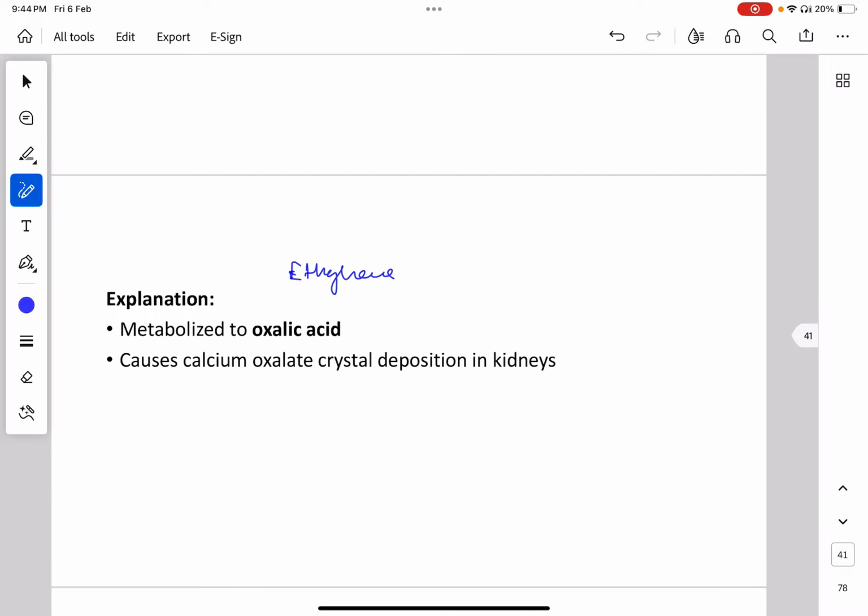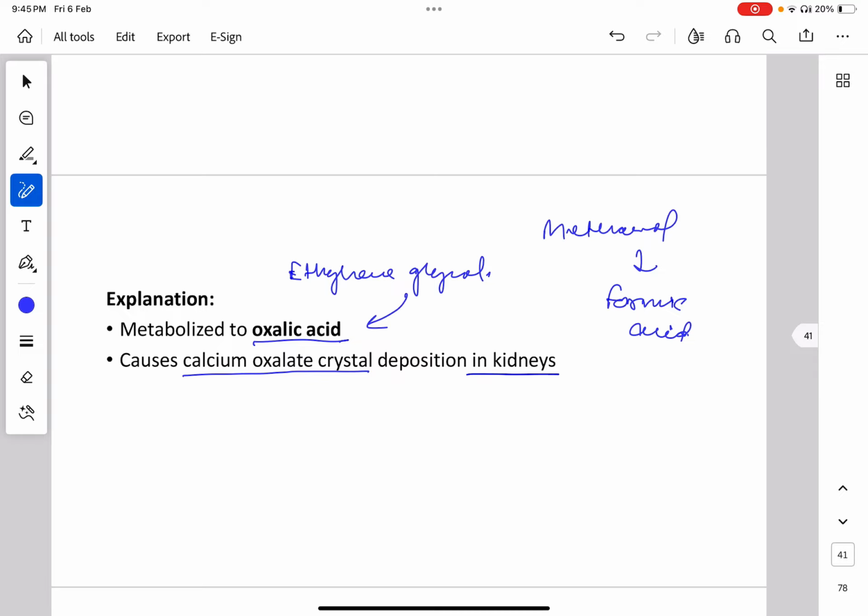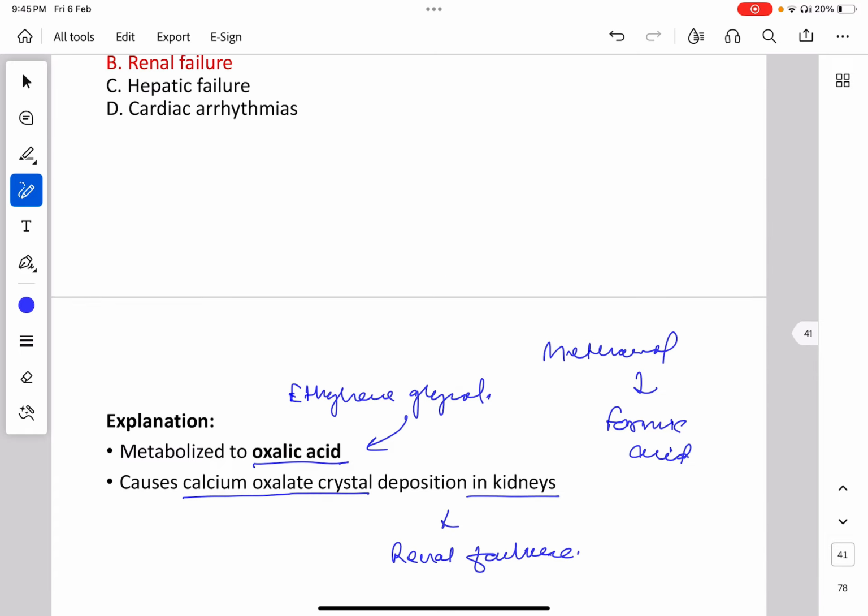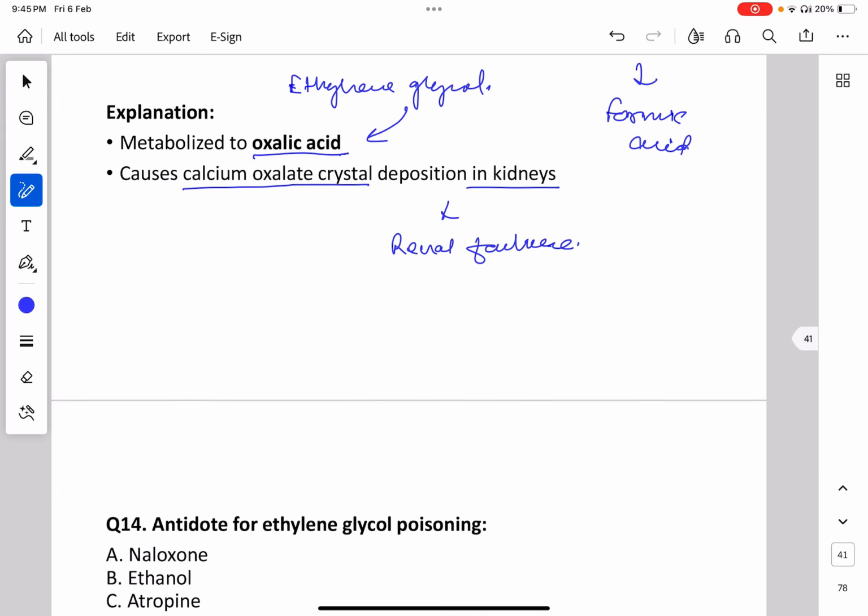Ethylene glycol gets metabolized to oxalic acid, while methanol was getting metabolized to formic acid. So the toxic components are different and the original poison is different. That oxalic acid causes calcium oxalate crystal deposition in the kidney and hence it leads to renal compromise or renal failure. So ethylene glycol poisoning leads to renal failure.